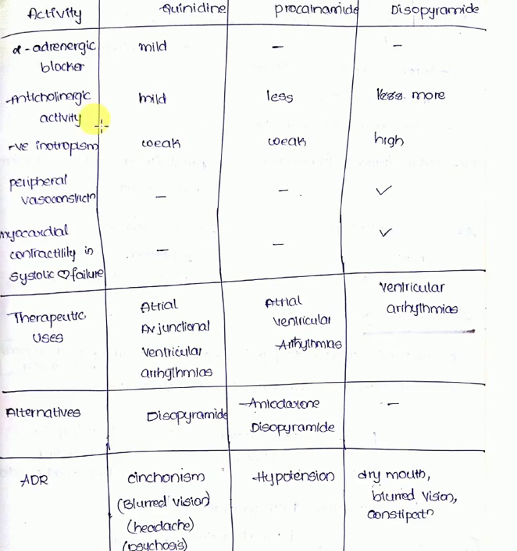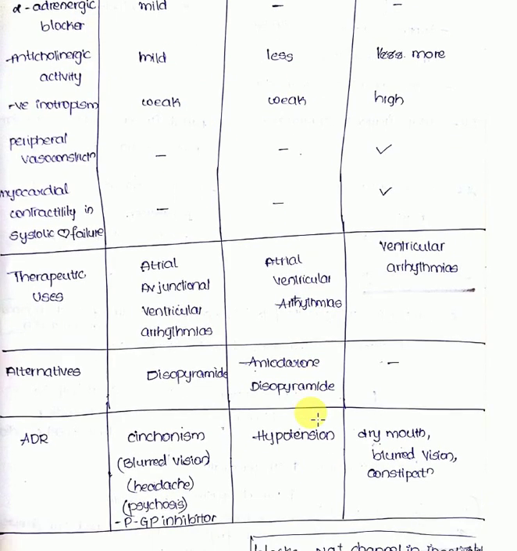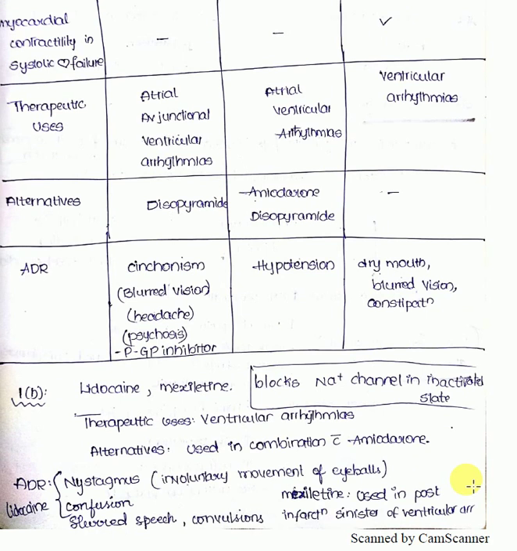because it has less anticholinergic activity. As it has less anticholinergic activity, it causes hypotension. And disopyramide, the main adverse effects of disopyramide are dry mouth, blurred vision, and constipation. These are the main adverse effects, and it is also important from the GPAT point of view. You have to remember at any cost.